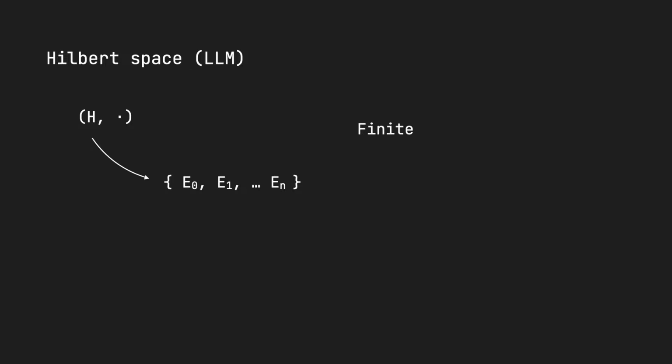And in an LLM, it's finite. You have a finite number of vectors just because you have a vocabulary size associated with it. So it's not infinite. This is a finite Hilbert space, and it's over R. It's over the real numbers. So you have the field, which is the real numbers, and this is a finite real Hilbert space used in an LLM.